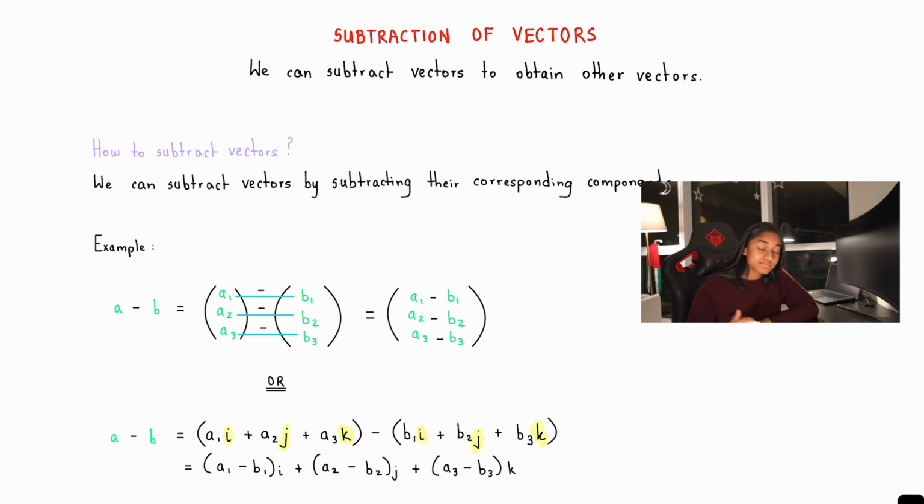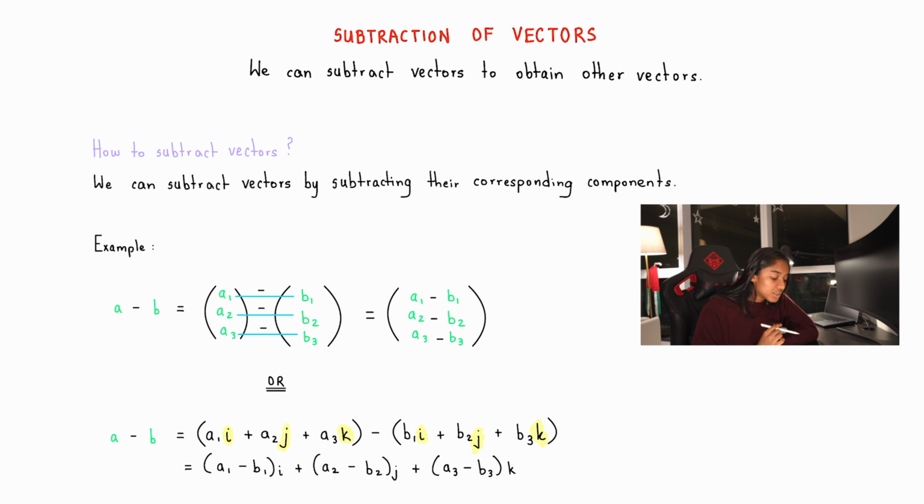Now we know how to add. We need to learn how to subtract them. So we can subtract vectors to obtain other vectors, just like how we can add them. How do we do it? The exact same way. We are going to subtract the corresponding components. So A minus B would be A1 minus B1, A2 minus B2, and so forth. And the same for this one. Remember, we have I, J, and K, our unit vectors. And then we're going to subtract A1 minus B1, A2 minus B2, A3 minus B3, and then of course we have our I, J, and K.